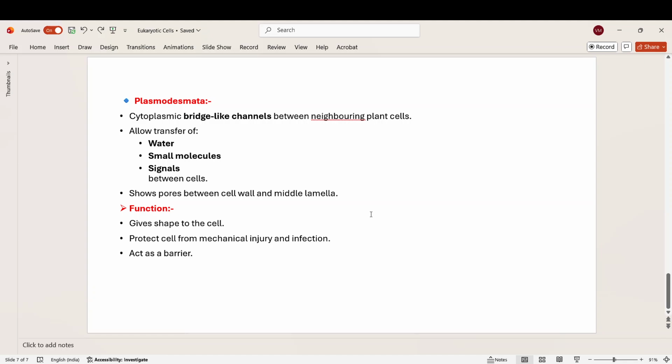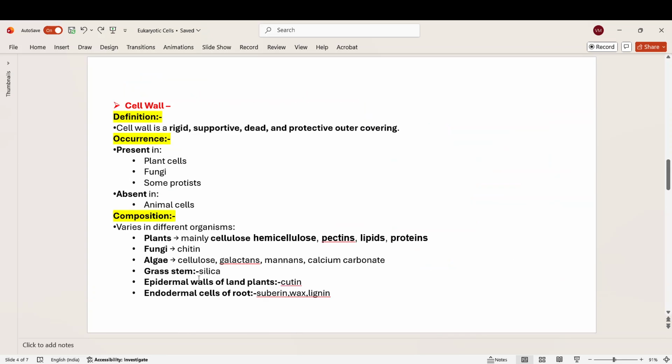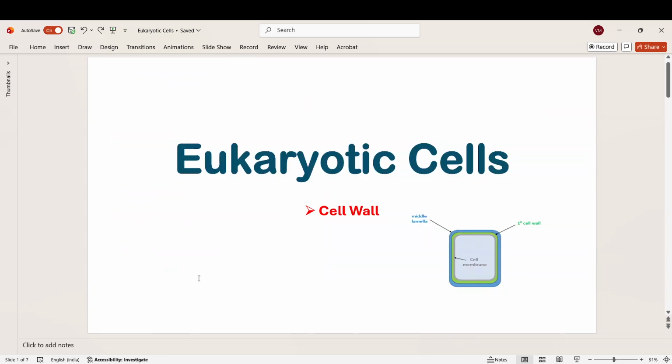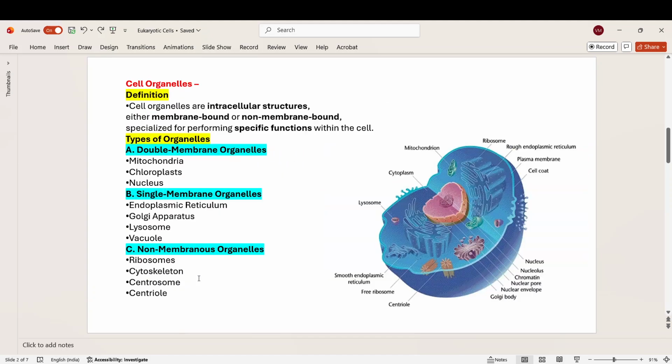So that is all about the cell wall. Now let's see the function of the cell wall. The cell wall gives shape to the cell and protects the cell from mechanical injury and infection. It also acts as a barrier. So in this video we studied all about the cell wall and the eukaryotic cell.